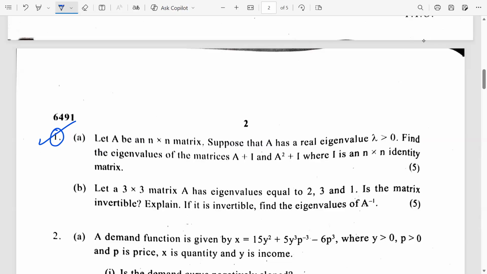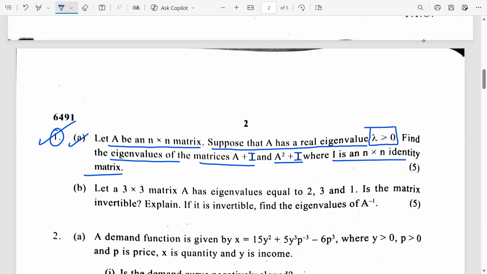So let's read question 1, part A. Let A be an n cross n matrix. Suppose A has a real eigenvalue lambda greater than 0. Find the eigenvalues of the matrices A plus the identity matrix, and A square plus the identity matrix, where I is an n cross n identity matrix. We are given that A is an n cross n matrix. It has an eigenvalue lambda. We need to find eigenvalues for A plus I and A square plus I. So let me quickly come to the whiteboard to solve this particular problem.